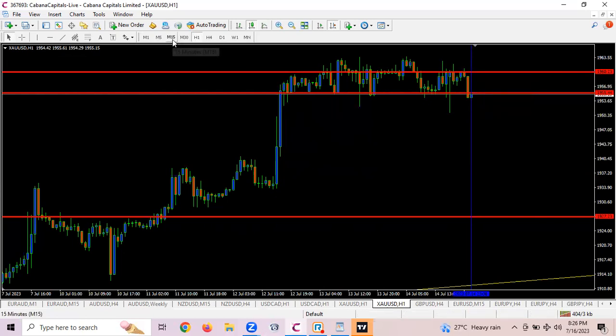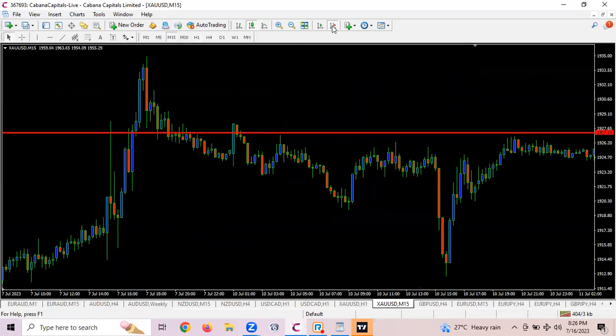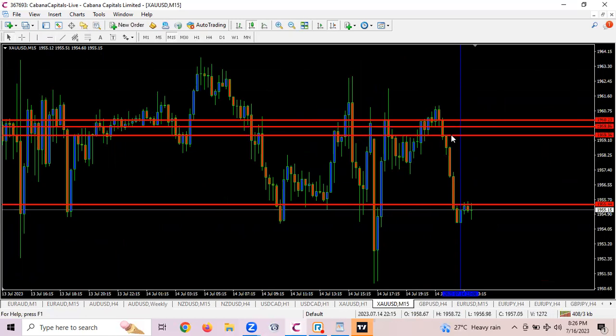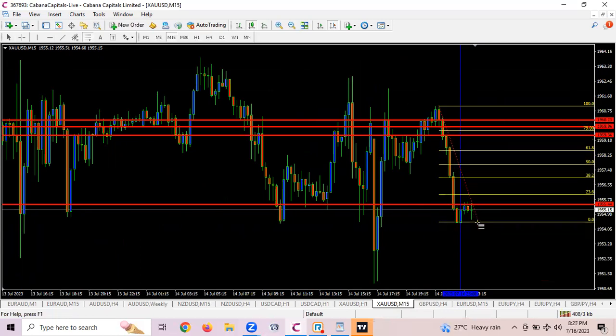Let's go to 15 minutes. Let's see if we can identify a fair value gap. Good. So we have a fair value gap on 15 minutes. So we could see price pull back to this zone. You can identify fair value gaps, just apply your Fibonacci from this swing high to the swing low. You see price pull back to a premium level before you consider selling.